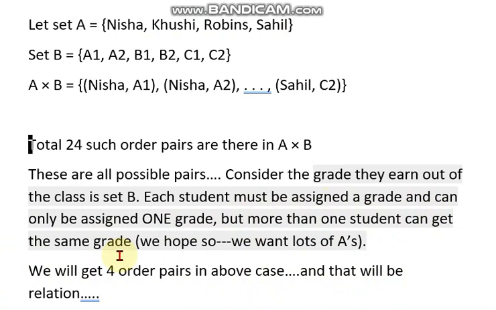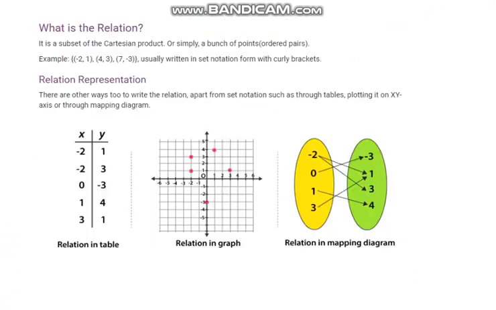So basically, what is a relation? Let us understand what a relation is. A relation is a subset of the Cartesian product, or simply a bunch of points, that means ordered pairs. Let us take one example. In curly brackets I have written the ordered pairs: (-2, 1), (4, 3), (7, -3). It is usually written in set notation with curly brackets.